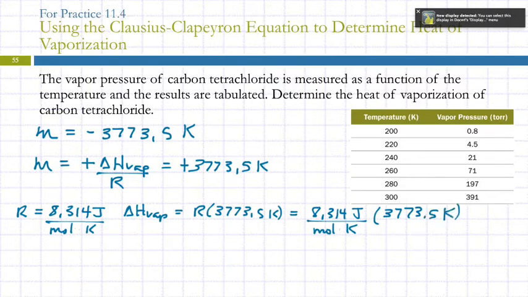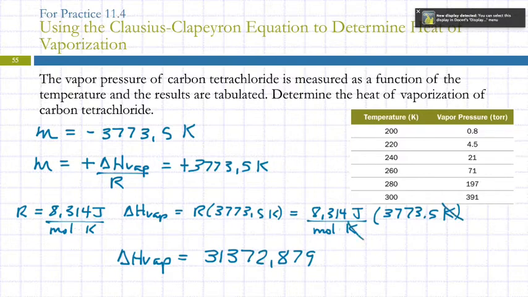Oh, where's my calculator? 8.314 times 3773.5. So the heat of vaporization equals 31372.879 is what my calculator is giving me. And the units on that, the Kelvins cancel, and so the units are joules per mole.